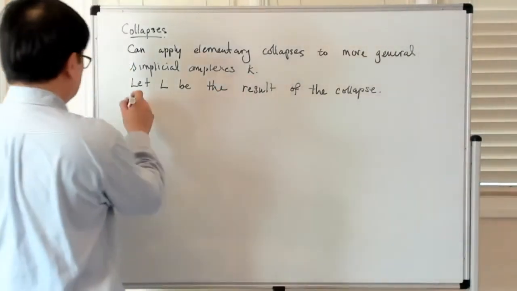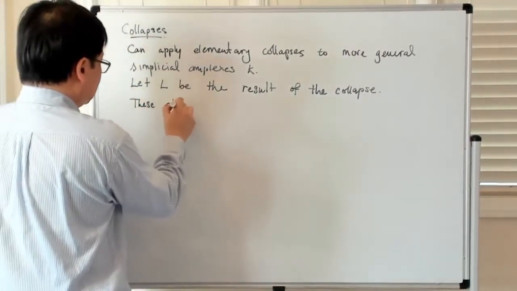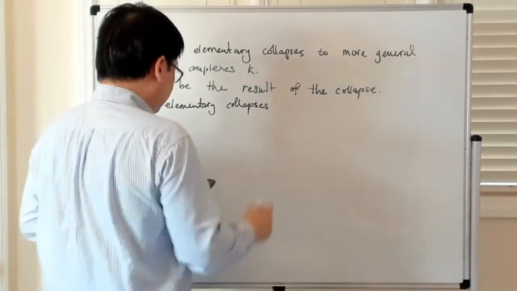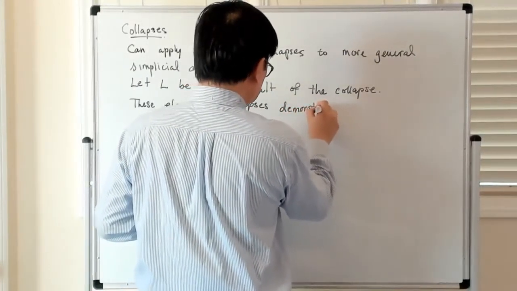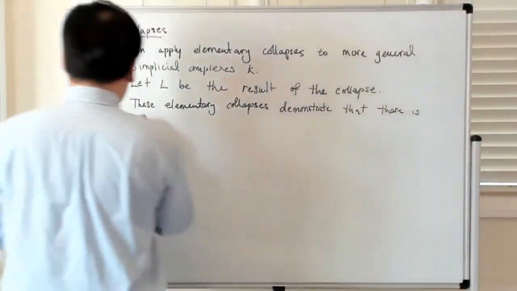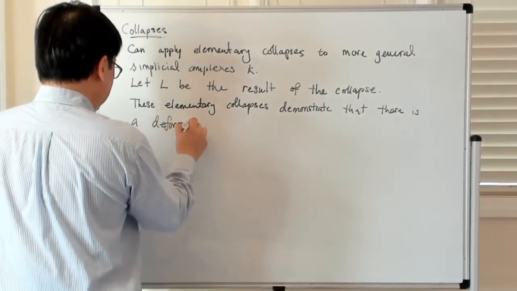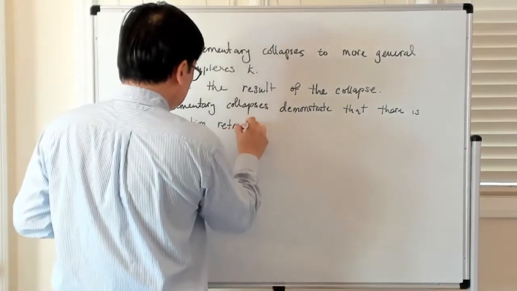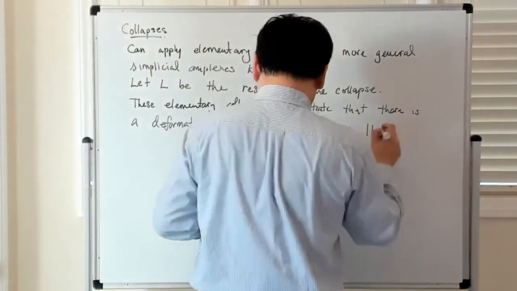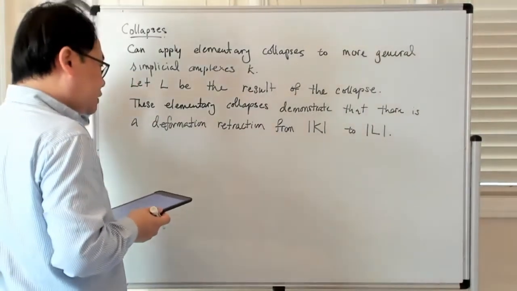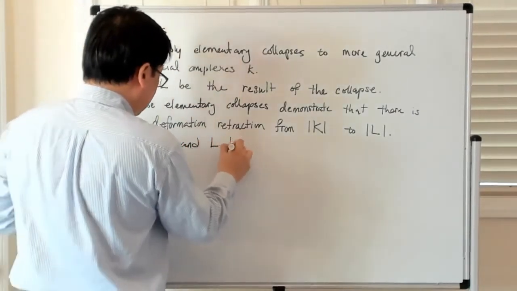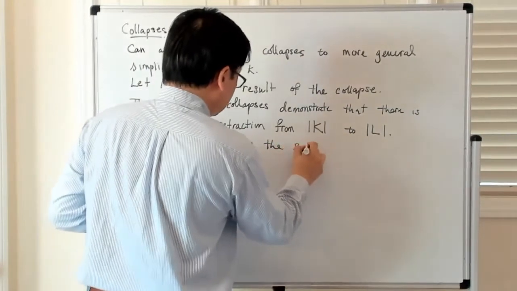So these elementary collapses demonstrate that there is a deformation retraction from the underlying space of K to the underlying space of L. In particular, this means that K and L have the same homotopy type.